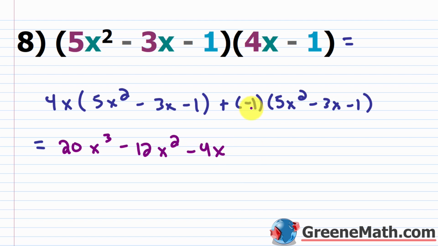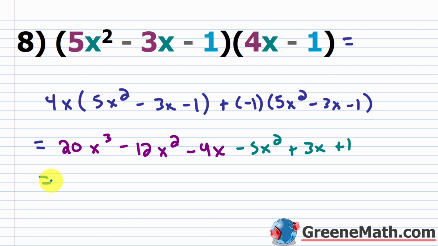Again, because this is -1 that's multiplying each term here, all I have to do is just change the sign. Okay, so it's really, really simple. So I'm going to have a minus 5x squared, a plus 3x, and a plus 1. So I just changed the sign of this term, and this term, because multiplying by -1 just changes the sign.